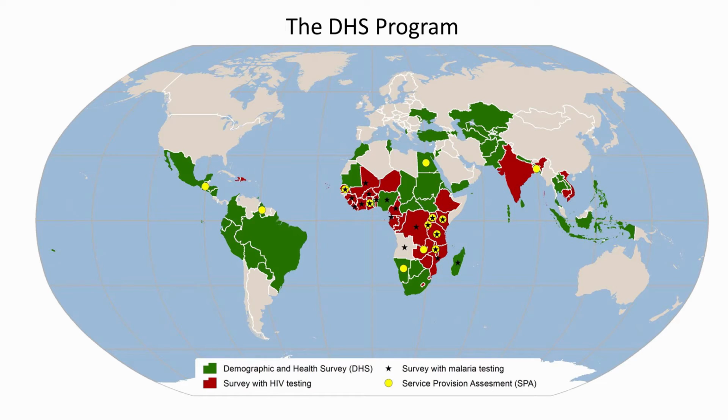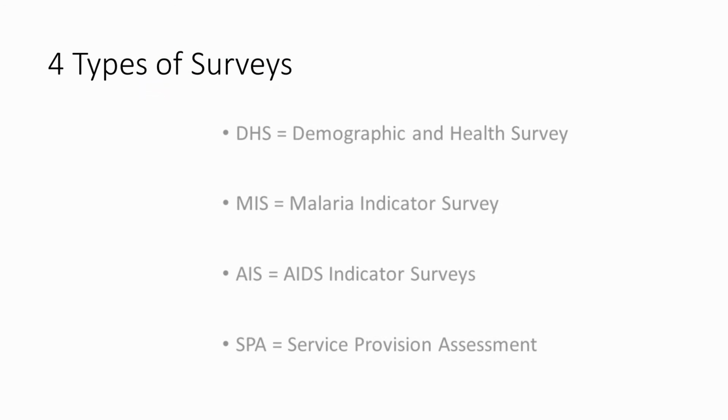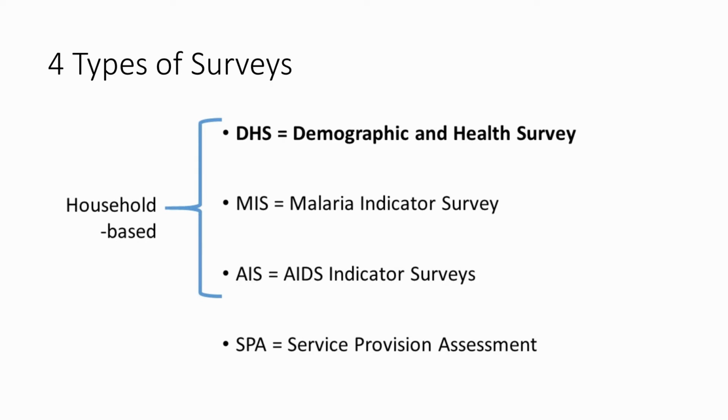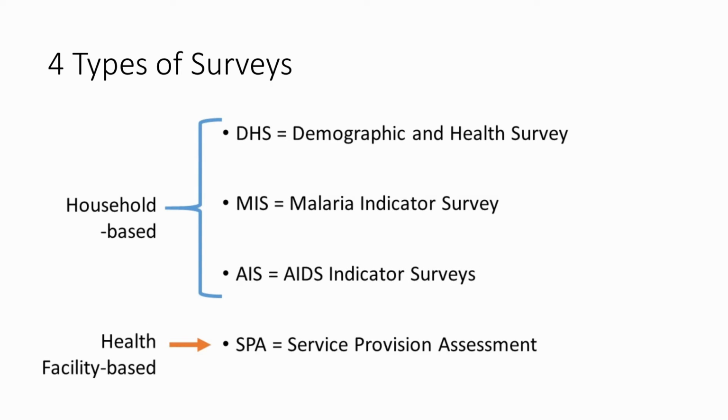Since 1984, the DHS program has collected nationally representative data on fertility, family planning, maternal and child health, gender, HIV/AIDS, malaria, nutrition, and other topics in over 90 countries through more than 300 surveys. There are 4 types of surveys carried out by the DHS program. 3 of them are household-based: Demographic and Health Surveys, or DHS, Malaria Indicator Surveys, or MIS, and AIDS Indicator Surveys, or AIS. The 4th is health facility-based and is called the Service Provision Assessment, or SPA.